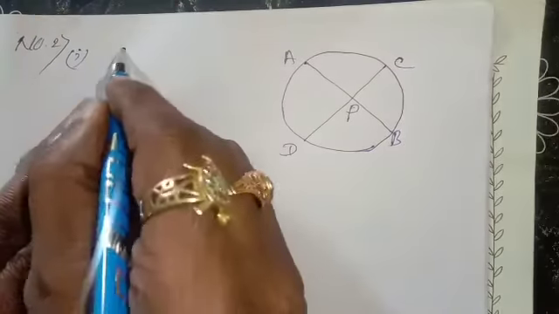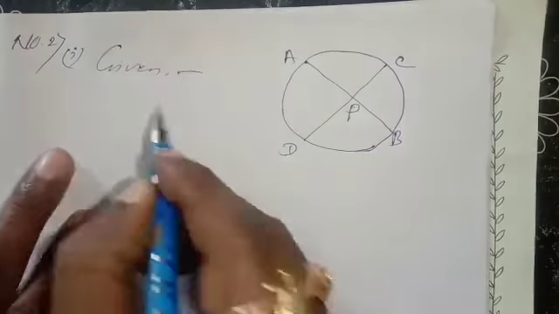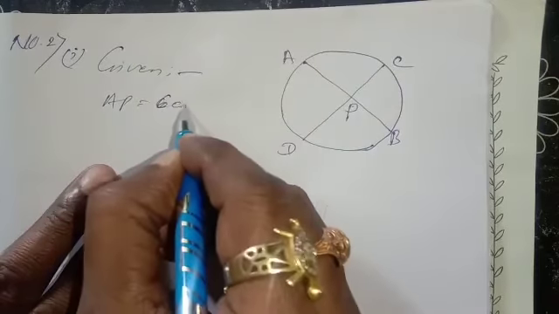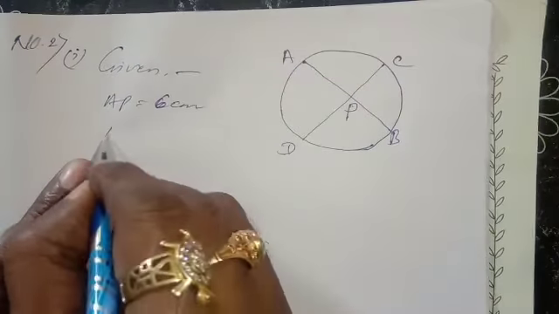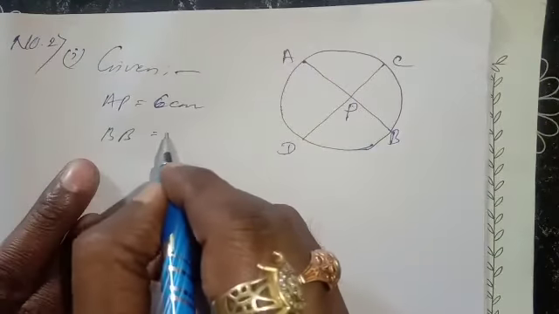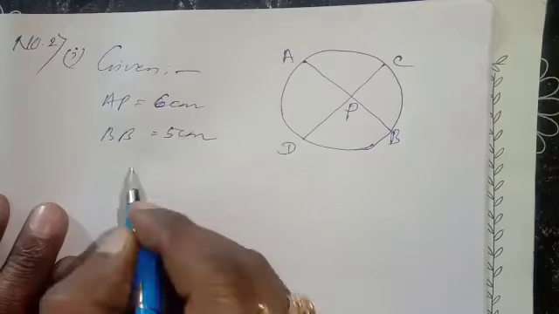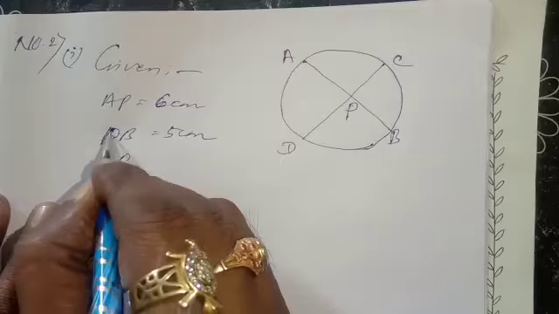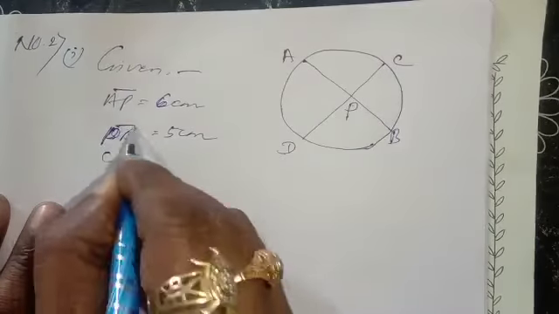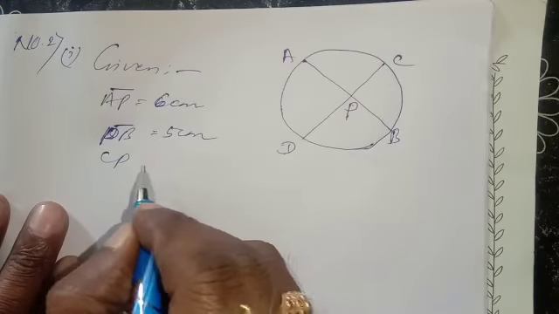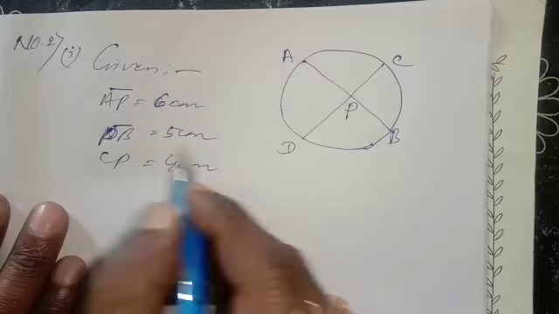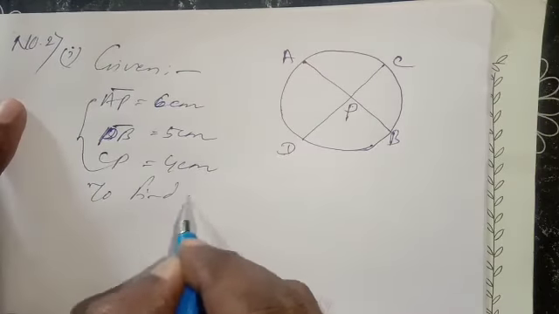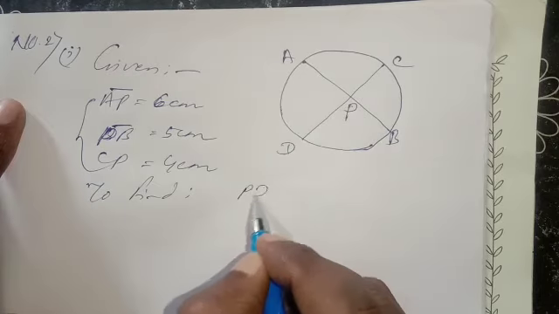And here first part, what is given? First to write. It is given AP equal to 6 cm. PB given 5 cm. Sorry, this is PB. AP given, PB given, and CP given 4 cm. This is given, and you have to find out, to find PD.